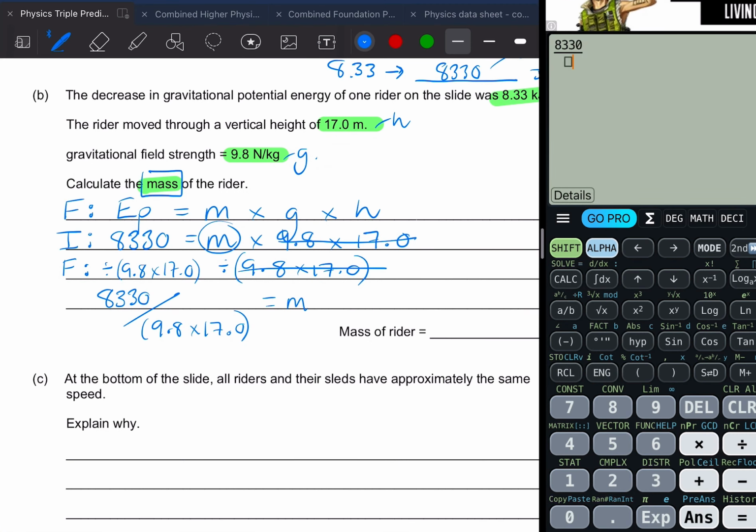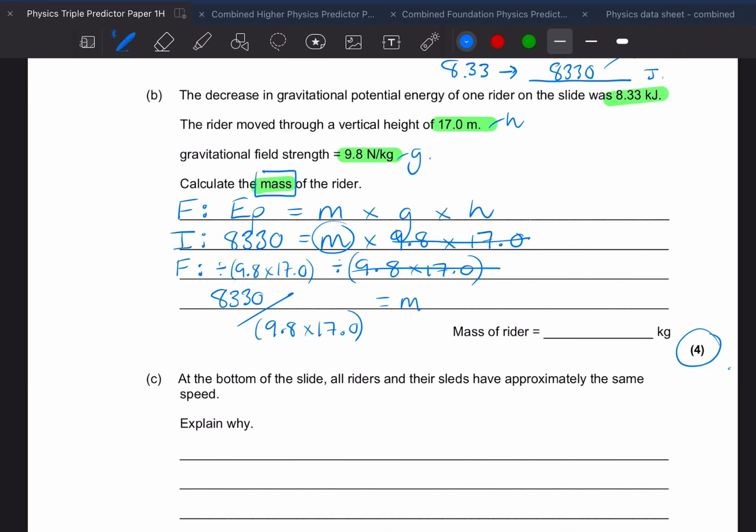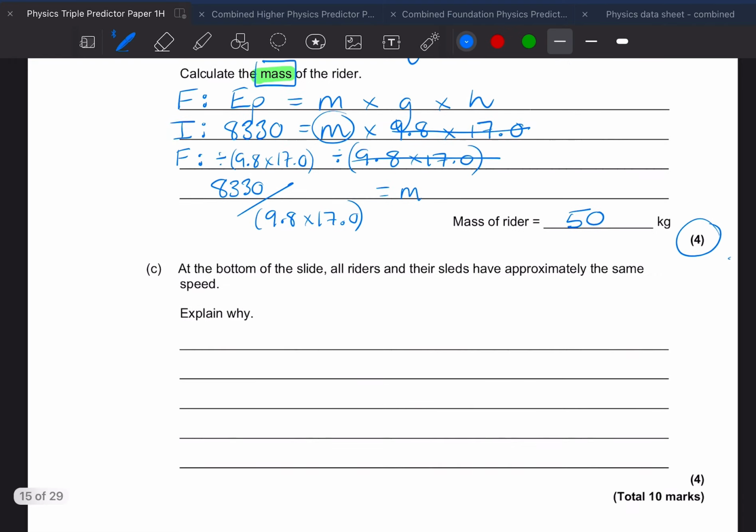8330 over 9.8 times by 17.0 gives us 50. 50 is a very appropriate mass for a person, so that seems sensible to me. If I got something like 5,000 kilograms, I'd be questioning my answer. 50 sounds sensible. All right, just check it over again, but I'm pretty happy with that as 50.